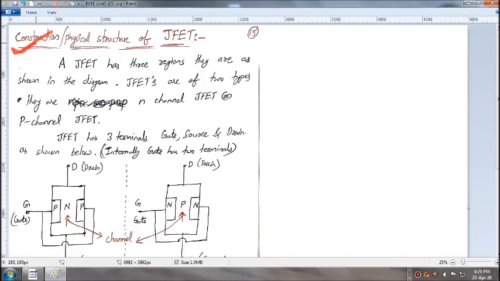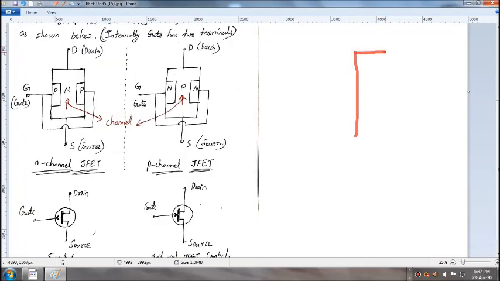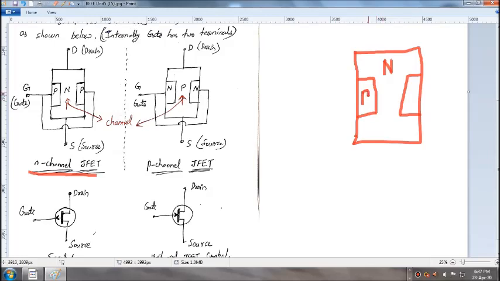Moving on to the construction and physical structure of a JFET. For the construction of a JFET, we take an intrinsic semiconducting material and dope it with N-type impurity, assuming we are making an N-channel JFET. I am going to dope this intrinsic material with N-type impurities except for this region. In this region, I am going to dope with P-type impurities.